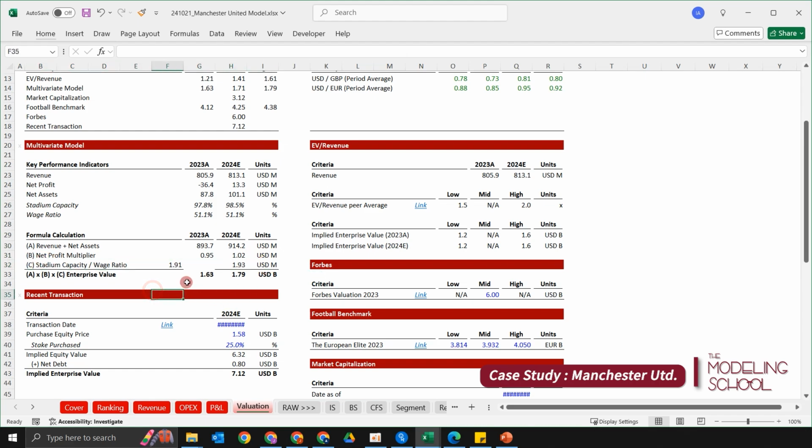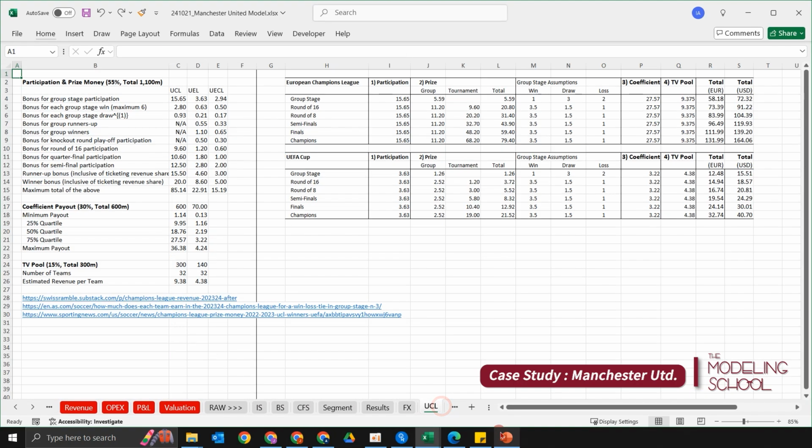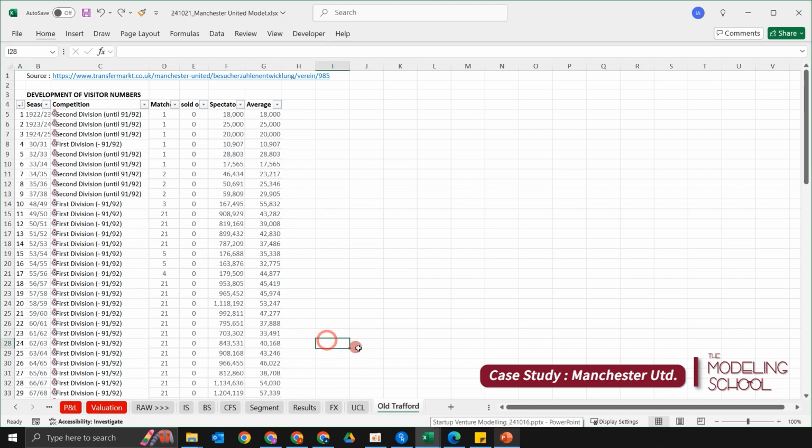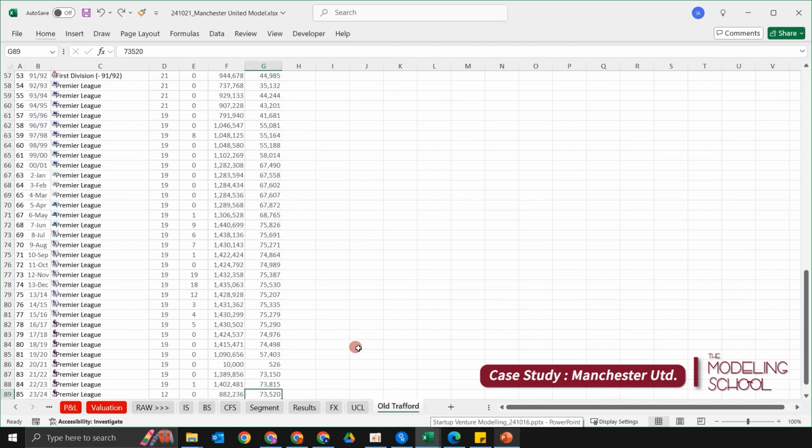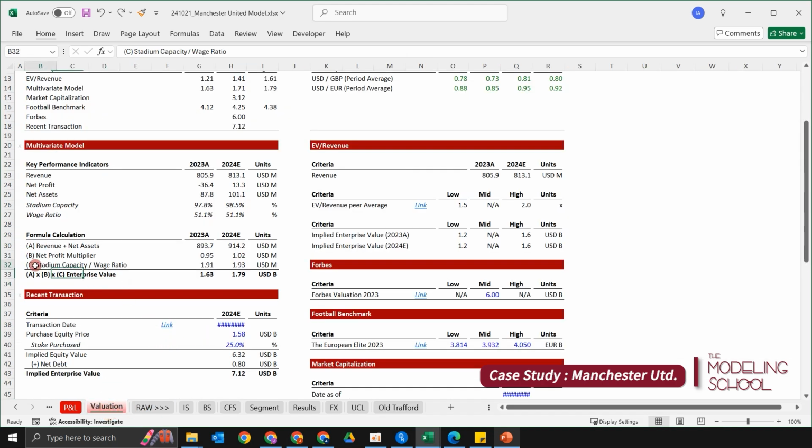It considers the stadium capacity and the wage ratio. So it thinks that the bigger the stadium capacity, like Old Trafford, for instance, the better. It has a stadium capacity that's very big. It has an average of 73,000 spectators, and the occupancy rate usually is almost 100%. So it suggests that the stadium capacity is very important in creating a football club's value.